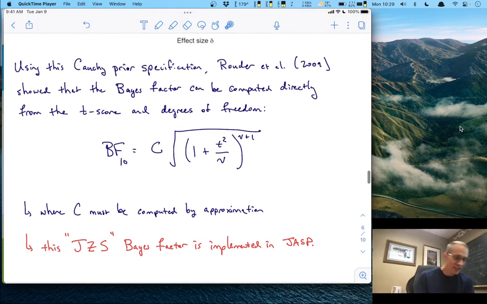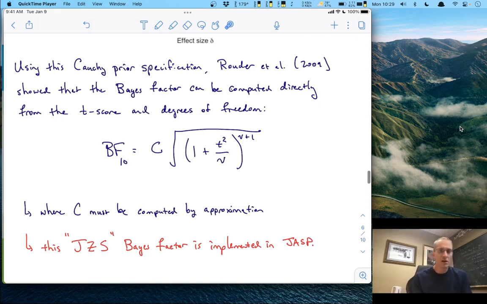This whole procedure is called the JZS Bayes factor, and it's what's implemented by default in JASP. What is JZS? Well, J stands for Harold Jeffreys. It's also the same J that's in JASP. Harold Jeffreys is a very important figure in the development of these Bayes factor ideas that we have been talking about. And then the Z and S you just saw a second ago, that's from Zellner and Siow, because the Cauchy prior comes from basically collapsing that procedure that Zellner and Siow came up with.